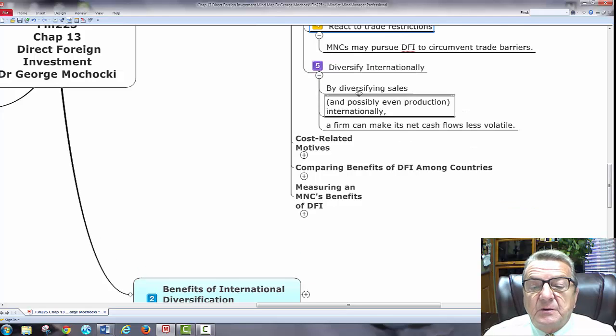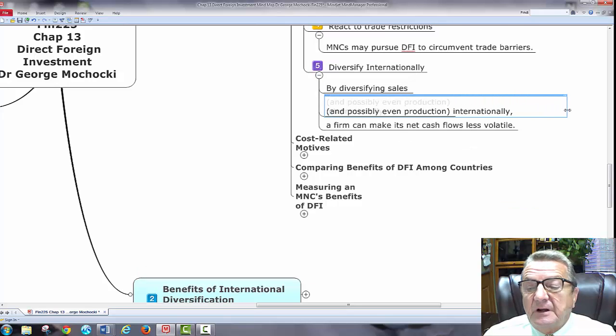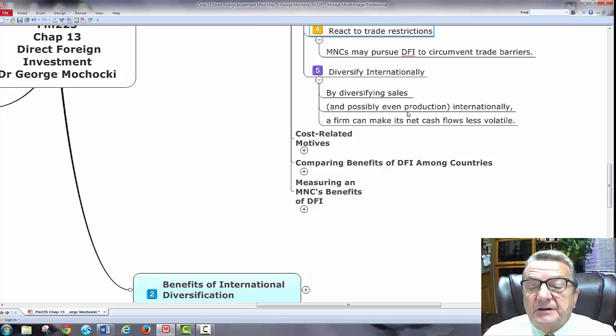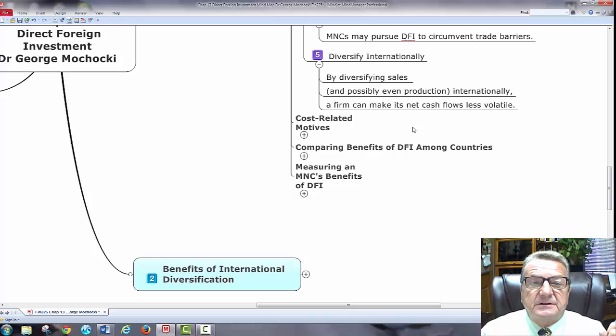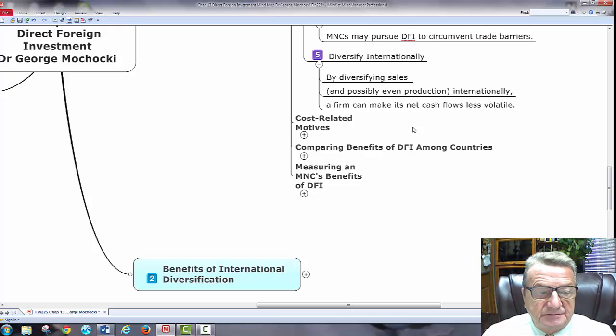Diversify internationally. It's a big one, by diversifying sales. You'd like to be known internationally, and possibly even production internationally. A firm can make its net cash flows less volatile. All right, volatility. It's not as explosive, for lack of better words.